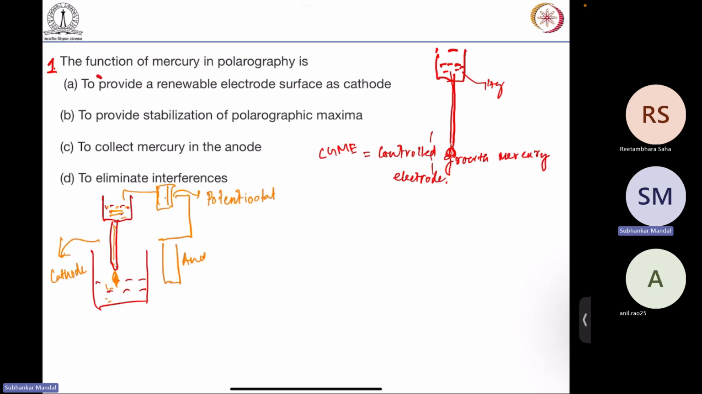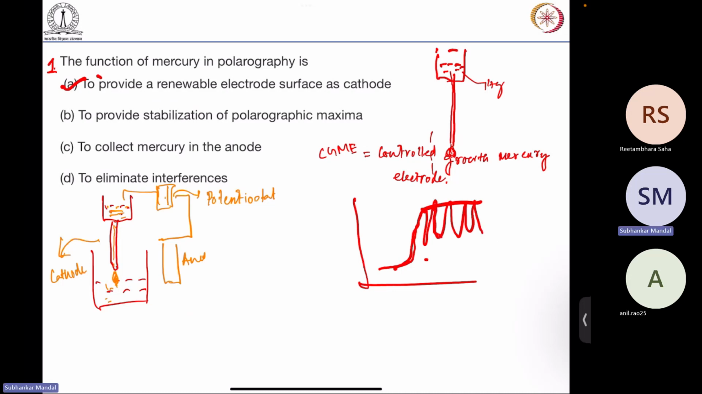So the function of mercury in polarography is to provide a renewable electrode surface as cathode. That is true. Okay, to provide stabilization of polarographic maxima. So the polarographic maximum, as I have told, in reality it is like this, but actually it is like this.